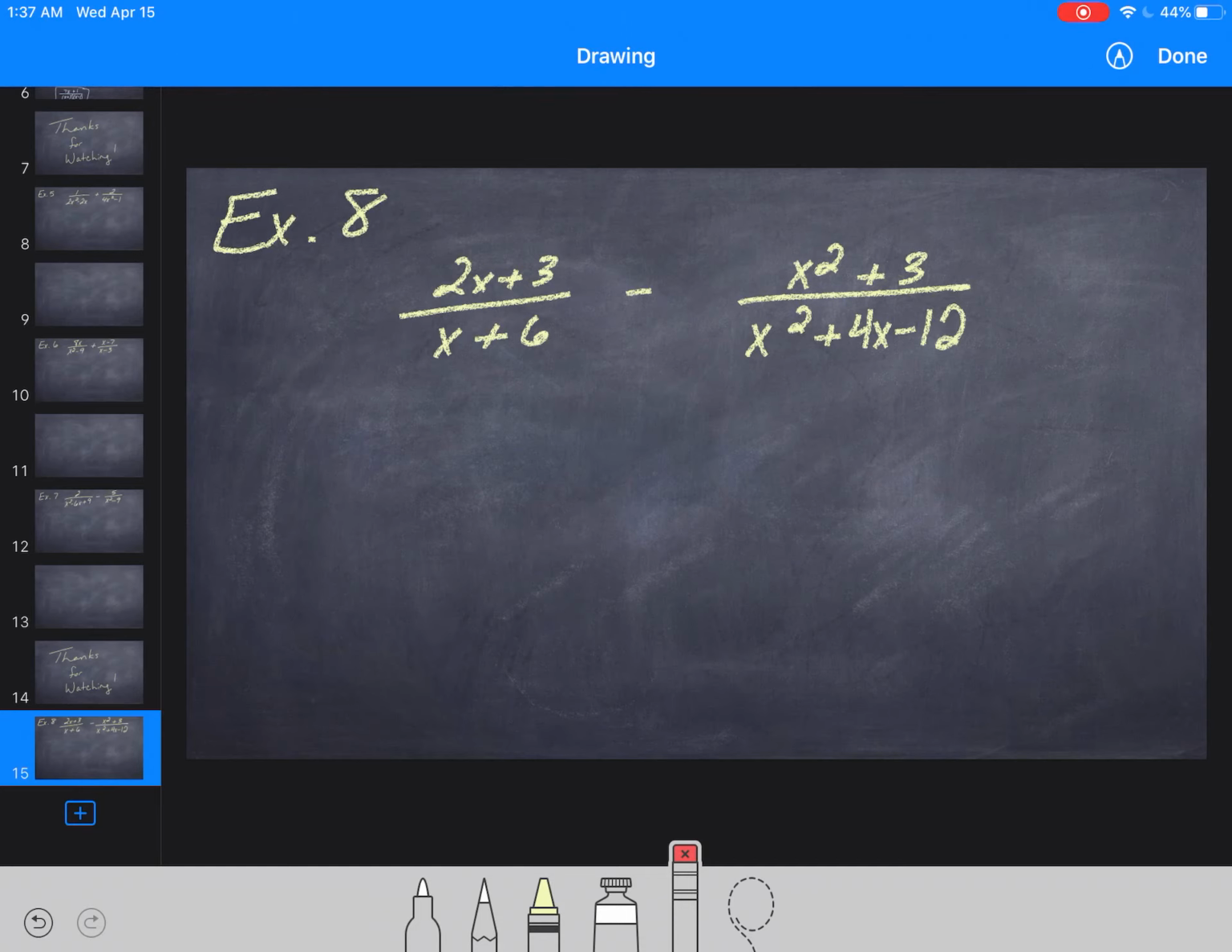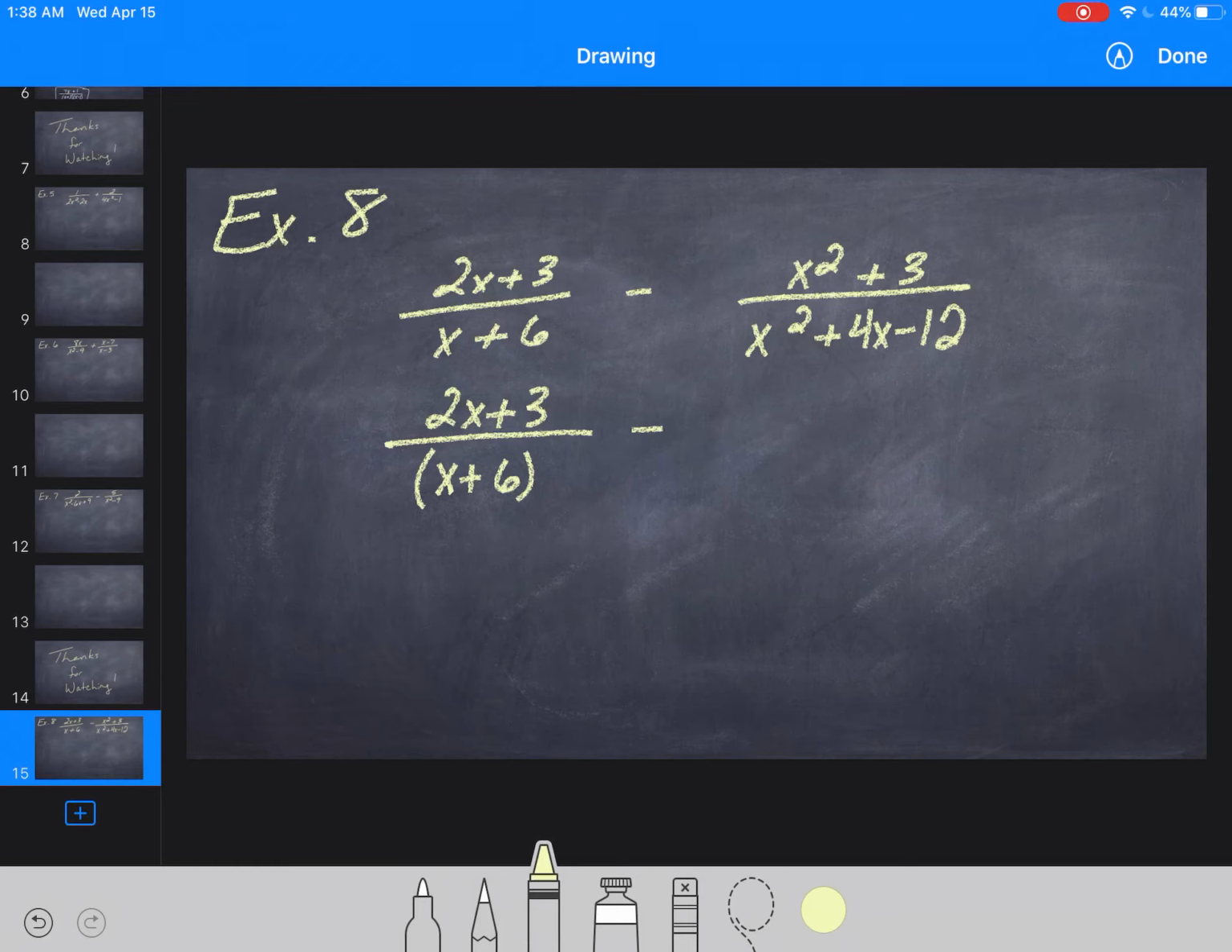My first denominator is already a linear factor, therefore it is prime, so I don't have to do anything to it. I still have (2x + 3) all over (x + 6). I am going to put it in parentheses so I know I tried to factor it. Minus, and then I look at my second fraction.